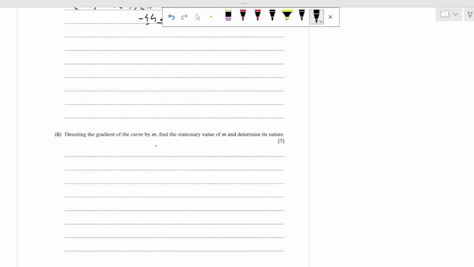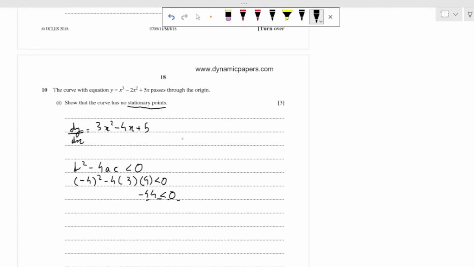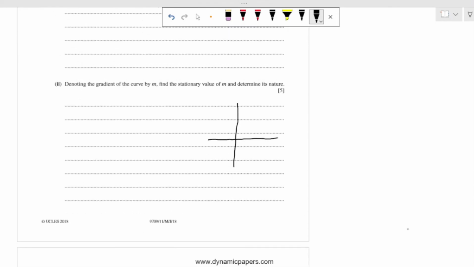Now this question might be confusing at first glance, because in the first part they had asked us about the stationary points and proved that the graph has no stationary points. So how come in part 2 they're asking us to find some sort of stationary value of m? Of course you won't have this in the exam, but just for the sake of explanation, after graphing the original equation y equals x cubed minus 2x squared plus 5x, you will get a graph that will look something like this, with a slight bend, and then it continues upwards. Notice that the graph has an always positive gradient. It really has no turning point at all. So therefore, that is why the graph itself had no stationary point.